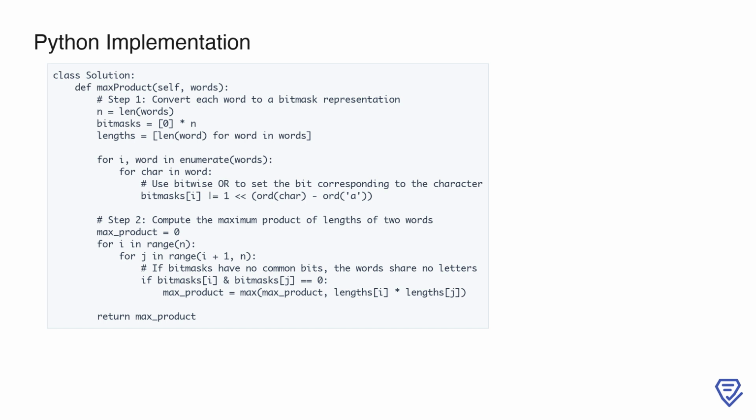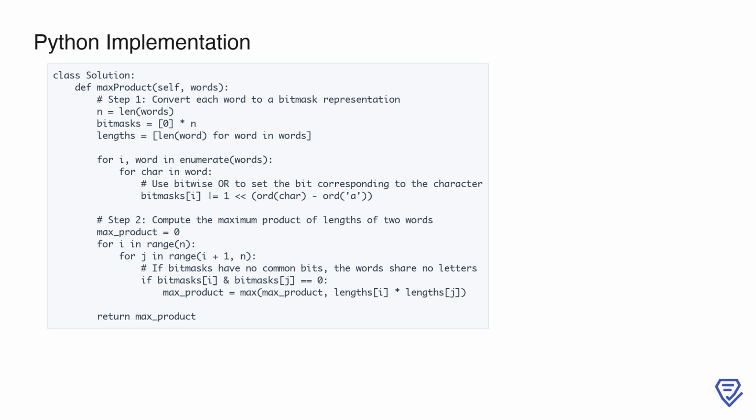2. Bitmask representation. Each word is converted into a bitmask that uses a 26-bit integer, 1 bit for each letter A to Z. For example, the word abc will have a bitmask where the first 3 bits are set, binary 111. This is done by iterating over the characters in the word and setting the corresponding bit using a bitwise OR operation.